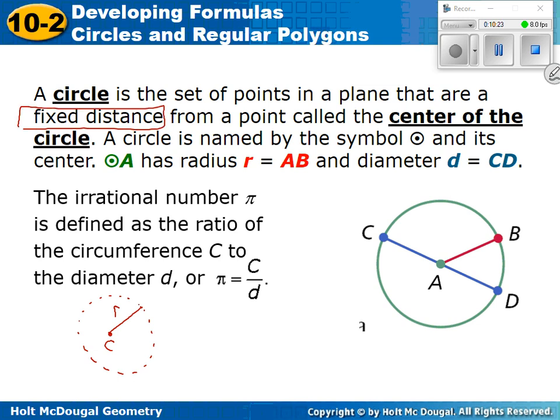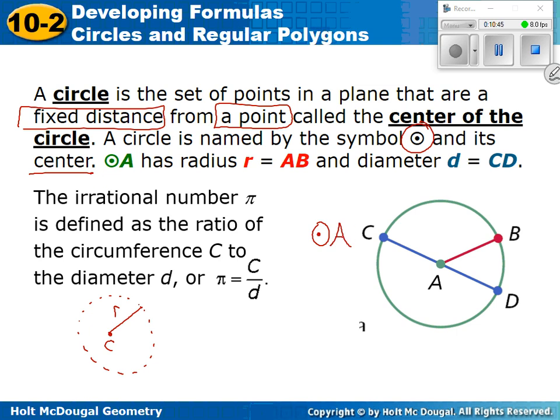And the center is the point in the middle that your radius goes from. Okay? A circle is named by this symbol. So when you see this symbol, that's what they're going to use to name a circle. So we would call this circle, and then you name it by its center. So we would call it circle A.